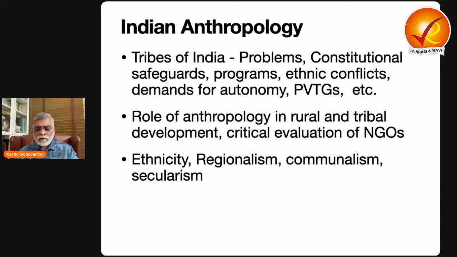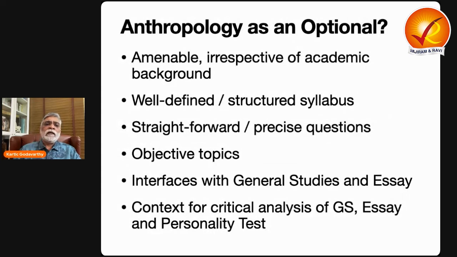So that, my friends, is a bird's eye view of what the anthropology syllabus entails. And broadly, paper 1 and paper 2. And I'm sure you must have realized that there is a heavy overlap with whatever you also have in your general studies, and it is enormously helpful for the general essay too. And how does anthropology behave as an optional?